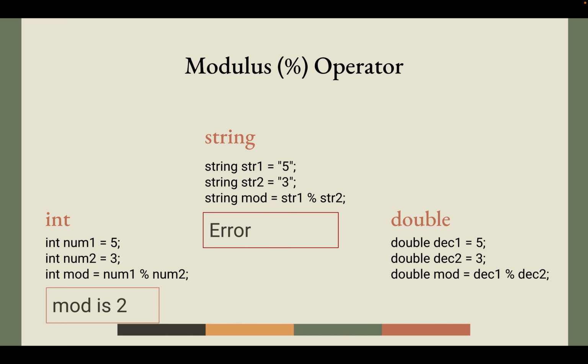For strings, it's going to be an error. And for doubles, it is also going to be an error. So this modulus operator only works if both data types are ints.